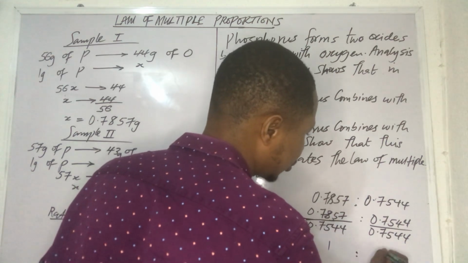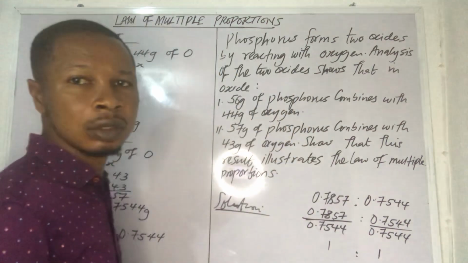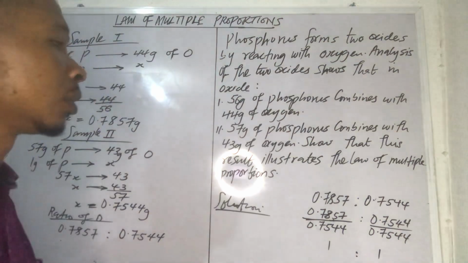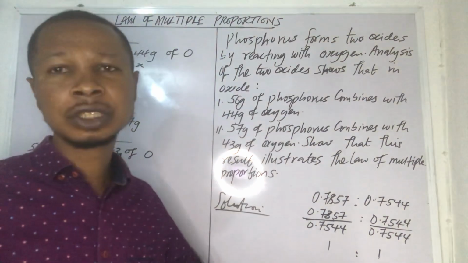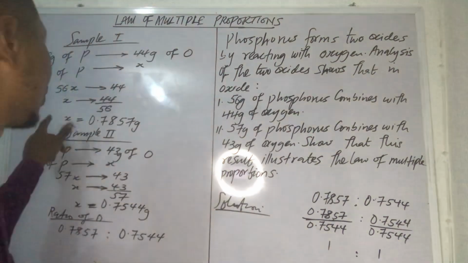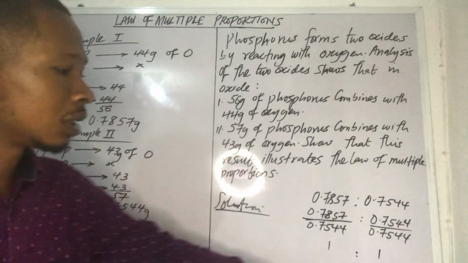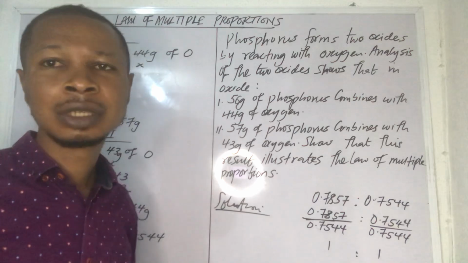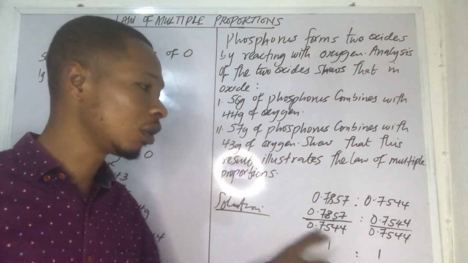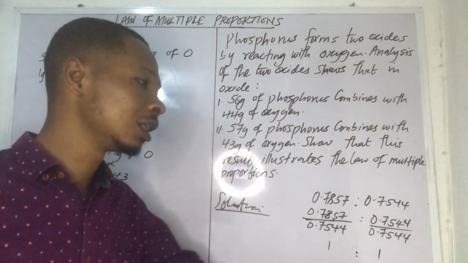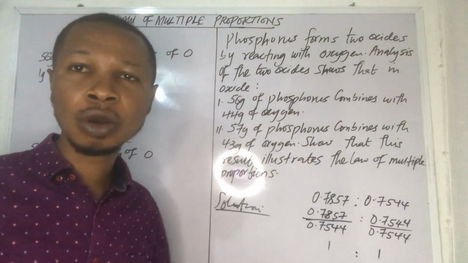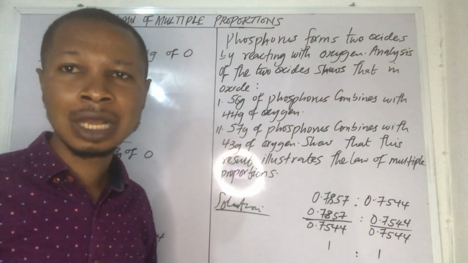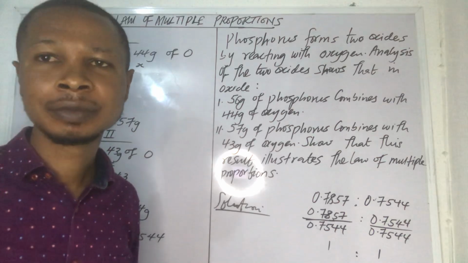You see that in the two samples, the ratio of oxygen that 1 gram of phosphorus combined with is a simple number ratio, 1:1. So since the ratios of oxygen in the two samples are in a simple number, the law of multiple proportion has been verified. Thank you.